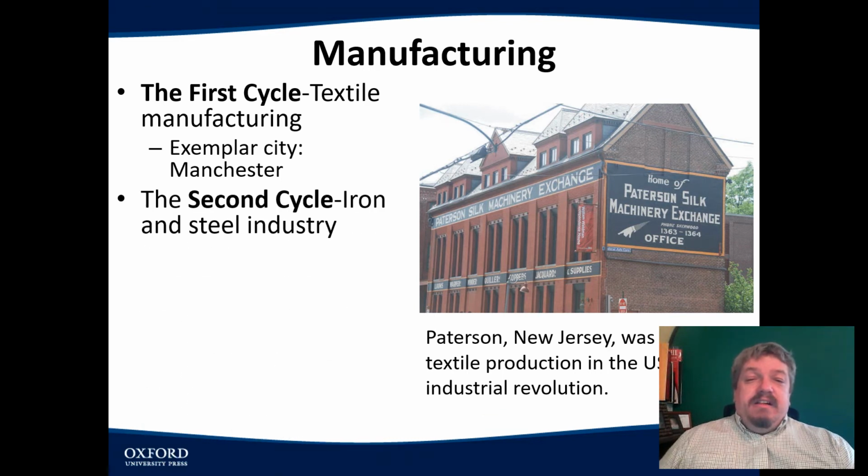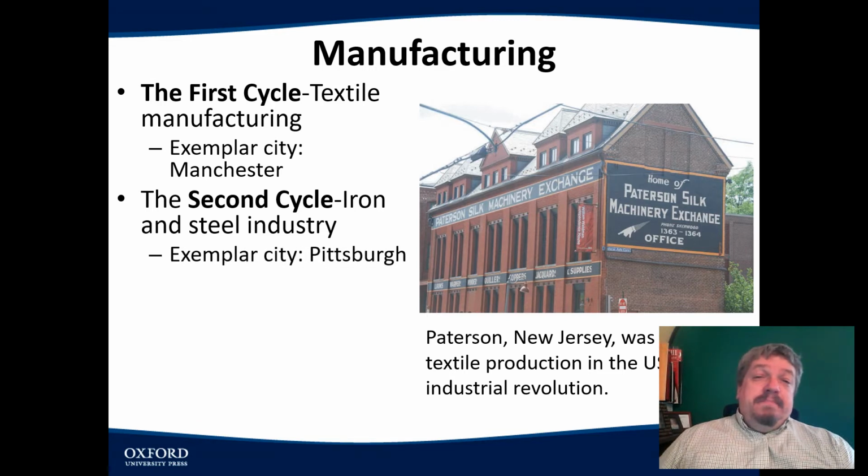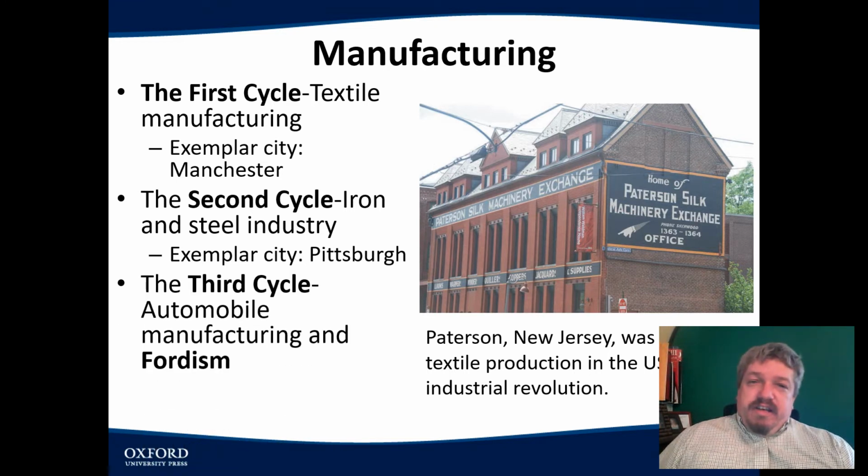The second cycle, the iron and steel industry. And here, the exemplar city is Pittsburgh, Pennsylvania. In fact, they're called the Pittsburgh Steelers football team because of steel in Pittsburgh to this day. The third cycle is mass production. So we think about cars, and a good example is Ford. Henry Ford perfects the assembly line. He didn't invent the assembly line, by the way, but he took it and he made it work very well with cars. And so if you're not familiar, just a quick refresher.